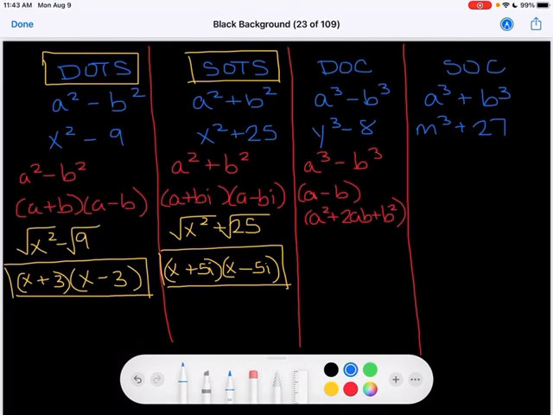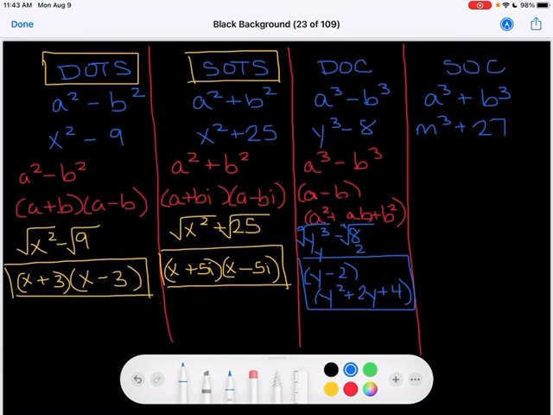If we have y cubed minus 8, this is a difference of cubes. And guys, I'm sorry, I put a 2 here. There shouldn't be a 2. That's just plus ab. So what I'm going to do is take the cube root of y cubed and the cube root of 8. The cube root of those is y and 2. So I'm going to get y minus 2 times y squared, plus y times 2 is 2y, plus 2 squared is 4. So this will be our final answer for a difference of cubes.